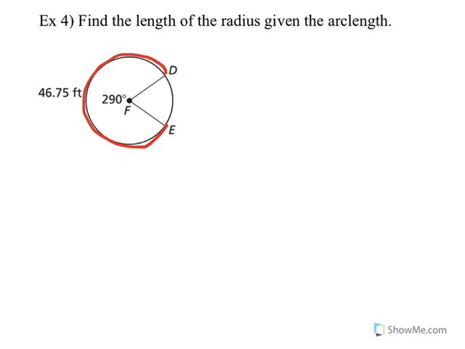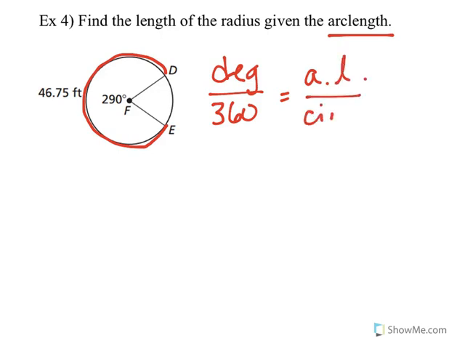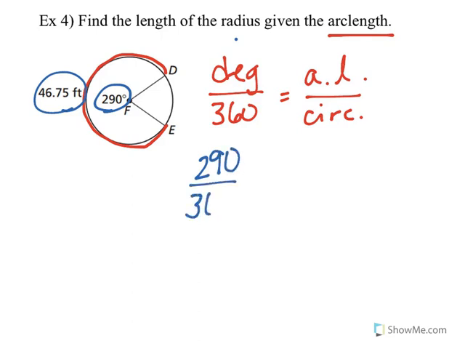So we're still going to use the arc length formula because that's what we're given. So what is that formula? Again, degrees over 360 equals arc length over my circumference. Now, it says nowhere that there's a radius in here. But let's figure this out for a second. Our arc length we are given. Let's fill in the pieces we know. Our degrees were given. So we know our degrees is 290 over 360. Our degrees for our arc.